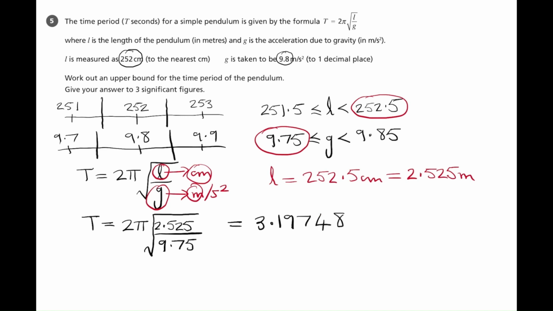The question says, give your answer to 3 significant figures. So we count 3 figures, 3.19, and cut the number off at that point. The number after the cutoff is a 7, so this will put the 9 up. So if we look at the 19 there, it will go up to 20, giving us an answer of 3.20 seconds, and that's the upper bound for the time period.